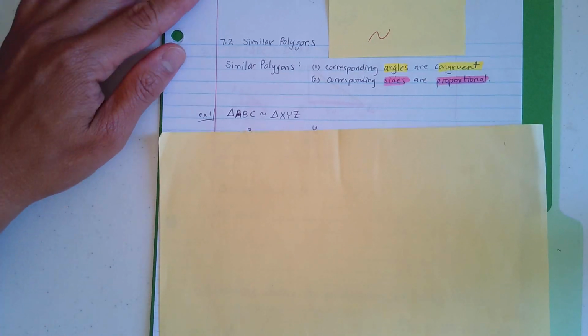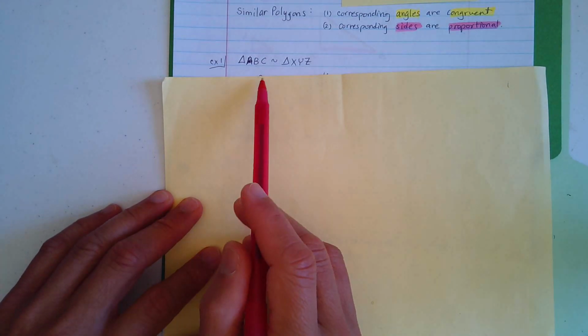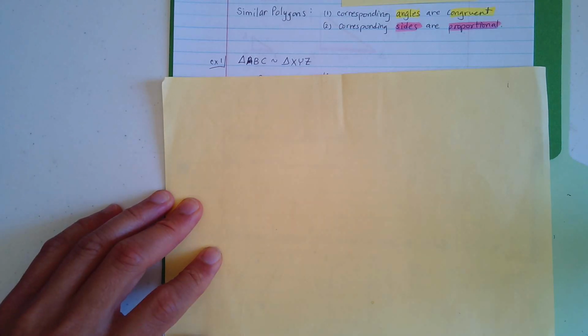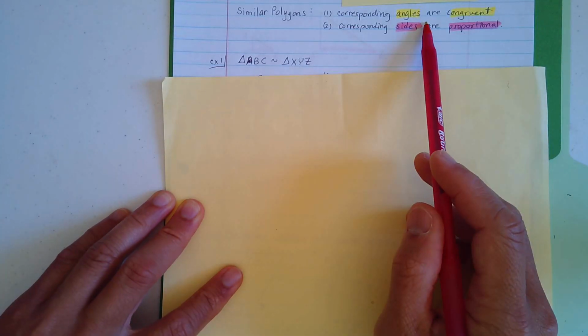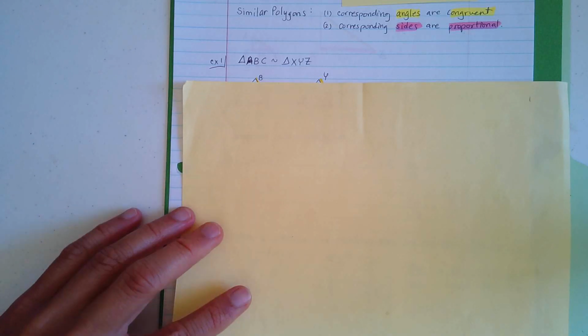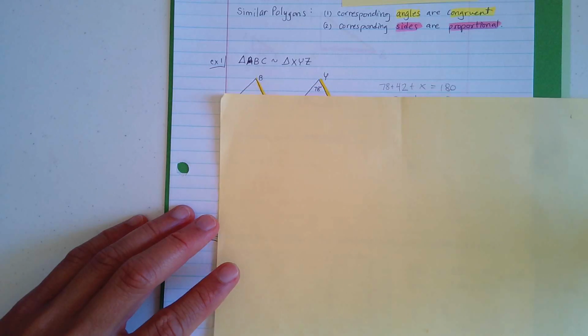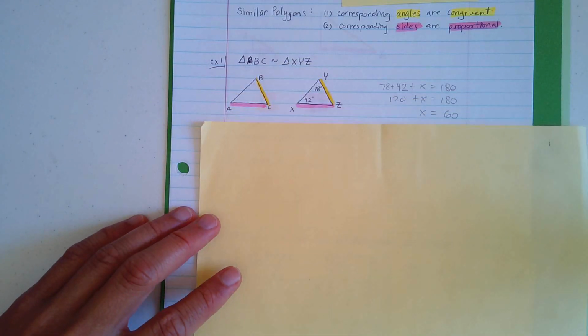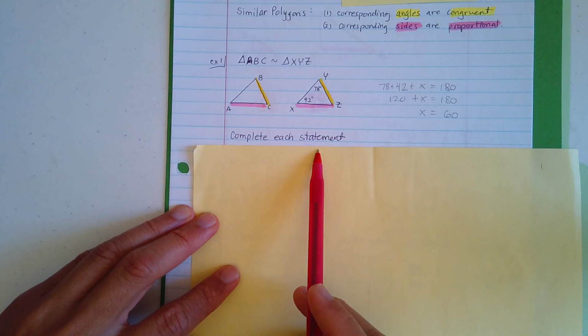Okay, so now let's talk about example 1. They say that triangle ABC is similar to triangle XYZ. So if that's the case, that means the corresponding angles are congruent and the corresponding sides are proportional. So let's take a look at the steps here. So it says, complete each statement.